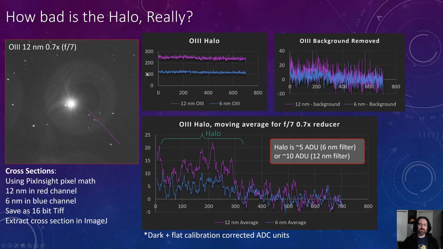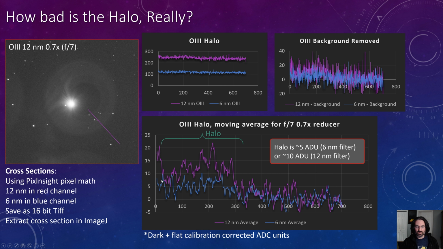So when we do that for the OIII halo, along the line that I've illustrated here, we can see that visually at this point, there's not that much difference. We have our 12 nanometer signal in the purple and the 6 nanometer bandwidth signal in the blue. If I subtract out the background, the common background that's outside of the halo here, so that it goes to 0, and then I use a moving average filter, in this case about a 10-point wide moving average filter, we can see that we zeroed out the background.